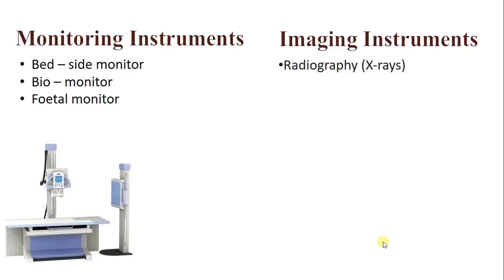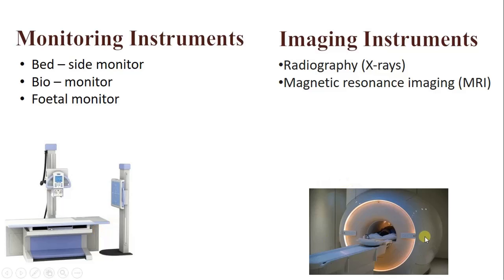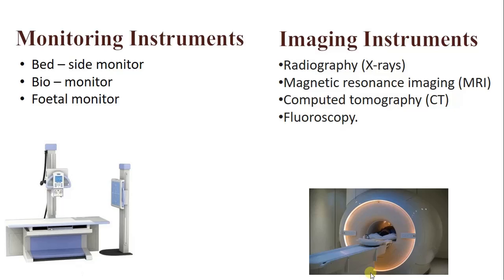In the figure you can see the first figure is showing you the X-ray. Second is magnetic resonance imaging, MRI, the setup of MRI you can see here. Then we have CT scan and fluoroscopy. These all are the imaging instruments.